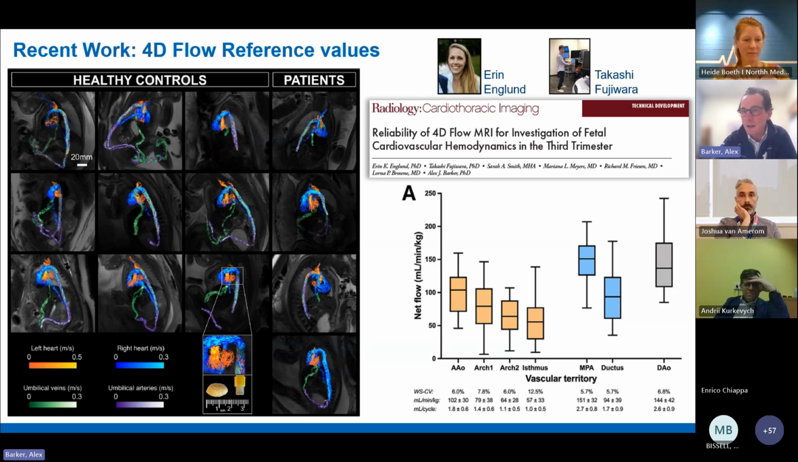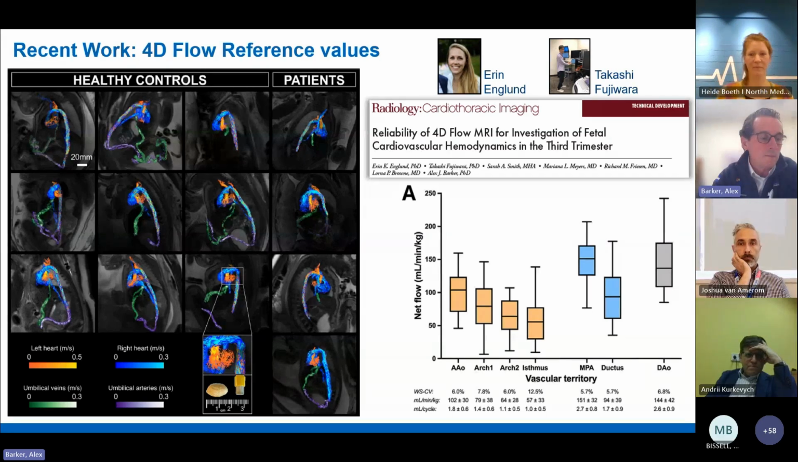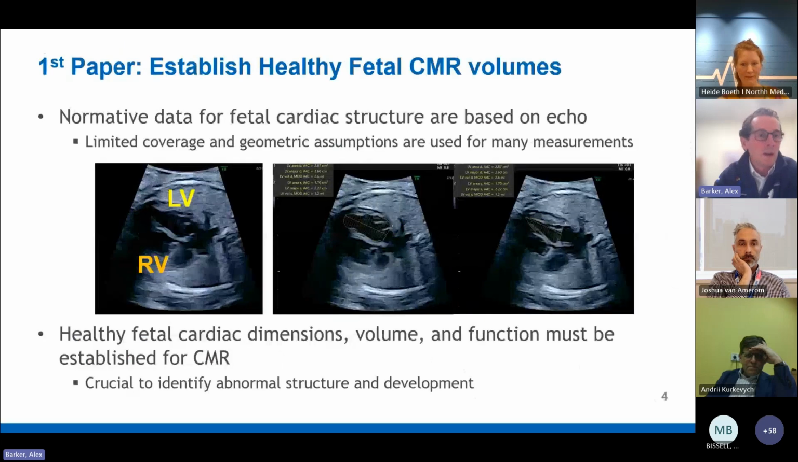I think it's all very early, and of course, there's a lot to learn as we move forward, but I think we do need to start planting a flag in terms of what is normal cardiac function and flow that we expect in the third trimester fetus. So I'll talk about these two papers today.